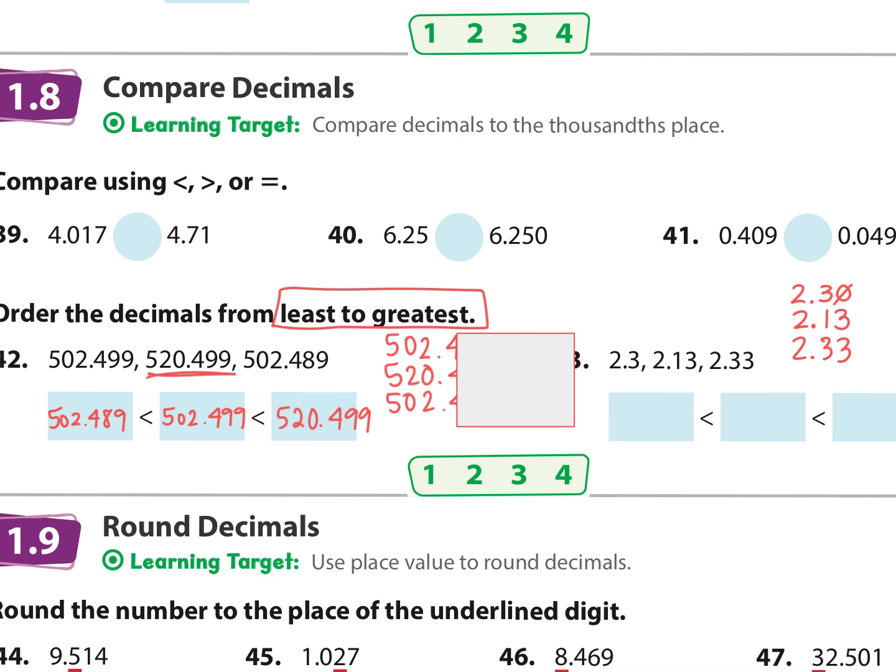All right. So looking at these, I can't tell based on my ones place. I always start with the greatest place. I don't know which one is smallest yet, but looking at my tenths place, do I know which one goes first? Yes, the 2.13 goes first. And then which one would go next? 2.30. How's it originally written? 2.3. And then last would be 2.33.